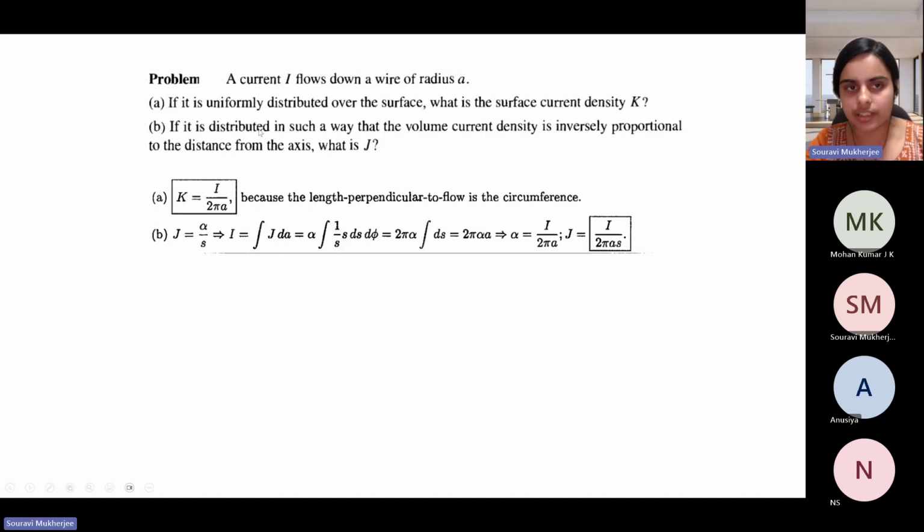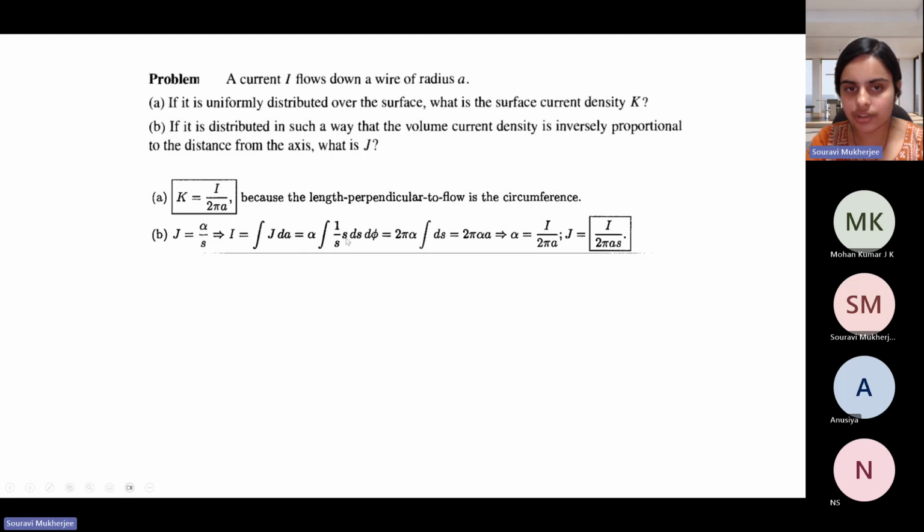The second part of the question says that now suppose this current is distributed in such a way that the volume current density is inversely proportional to the distance from the axis. What is J? J is the volume current density. So J is inversely proportional to S, like J is equal to alpha by S, where S is your radial distance from the axis. And you know that the total current is given as J into dA.